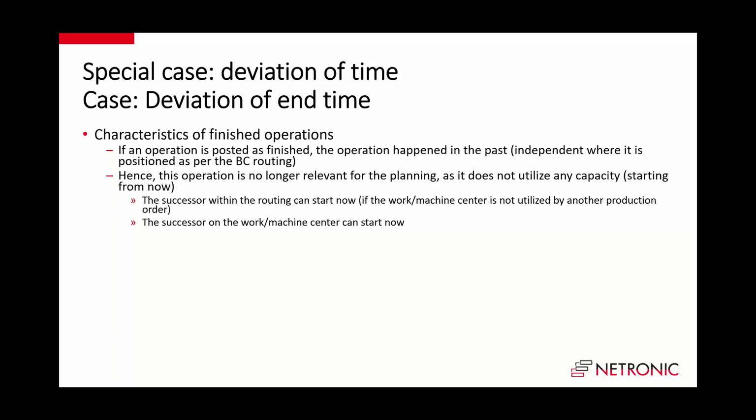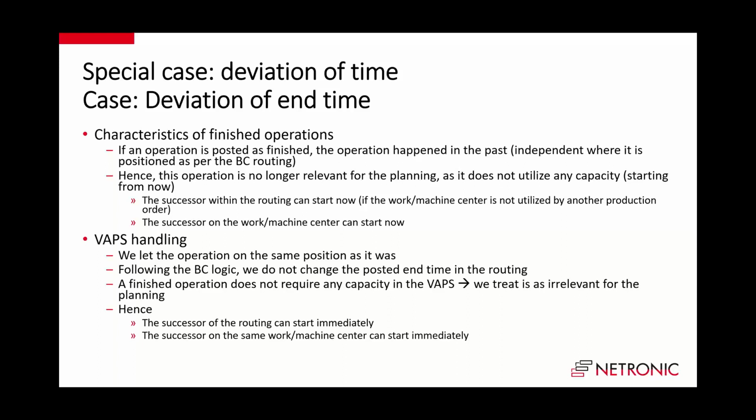So the thing with an operation that is finished, in our point of view, it's no longer relevant for planning. And in the VAPS, we just leave a finished operation in the same position as it was. We gray it out. It does not use any capacity anymore. And hence, if you then apply any of the scheduling tools that we have in the VAPS, as it does not use any capacity, the successor of the routing can start immediately, and the successor on the same work and machine center can start immediately. So going forward, we think of removing finished operations from the schedule or not showing them anymore.